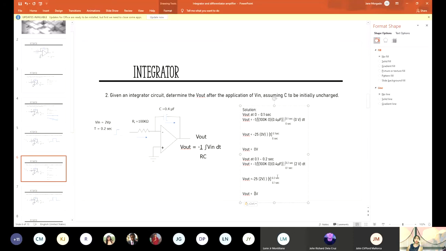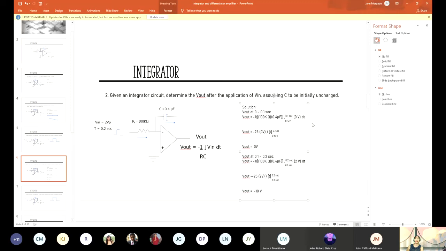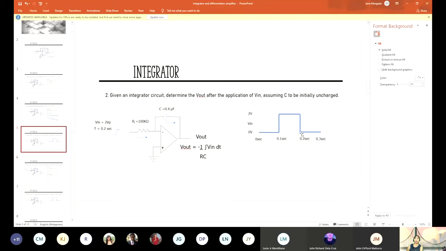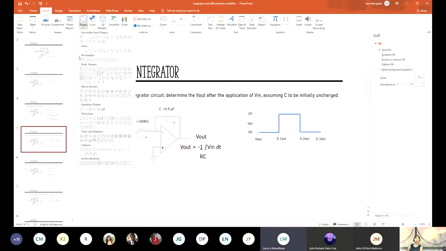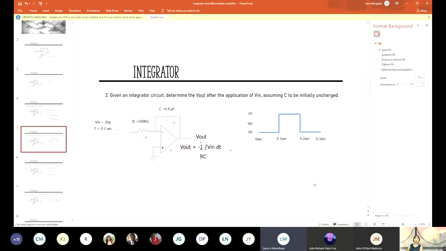Definitely not 0. Negative 10, ma'am. The negative 10 from earlier. Okay, so we have negative 10. And of course, if we're going to proceed from 0.2 to 0.3, if the input is 0, what would be the answer? From 0.2 to 0.3. Okay, 0.